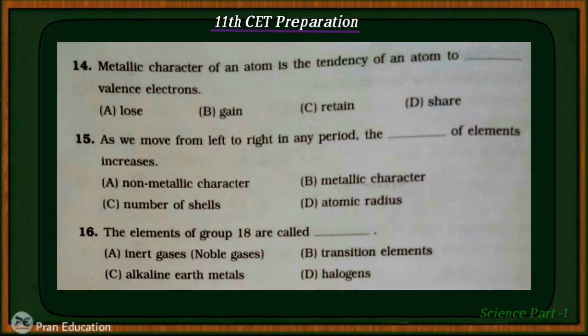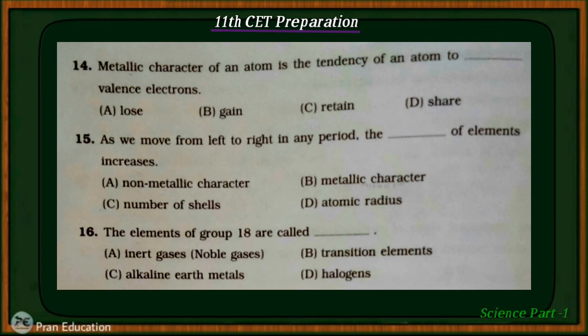14th, metallic character of an atom is the tendency of an atom to dash valence electrons. Options A, lose, B, gain, C, retain, and D, share. The correct option is option A, lose. 15th, as we move from left to right in any period, dash of elements increases. Options A, non-metallic character, B, metallic character, C, number of shells, and D, atomic radius. The correct option is option A, non-metallic character.